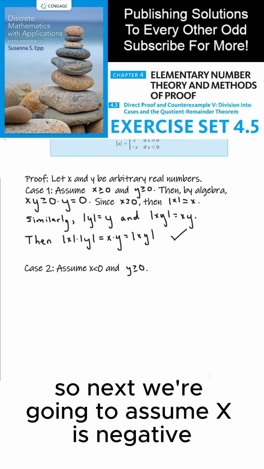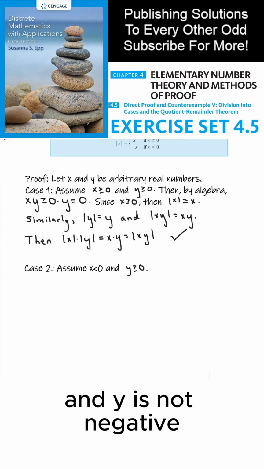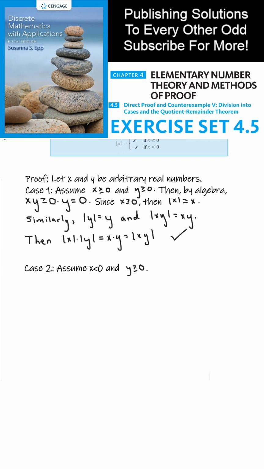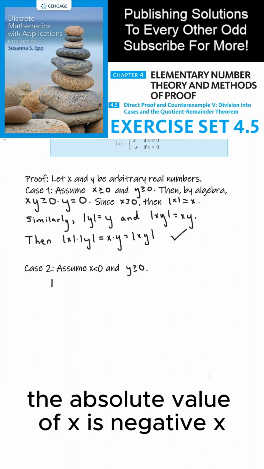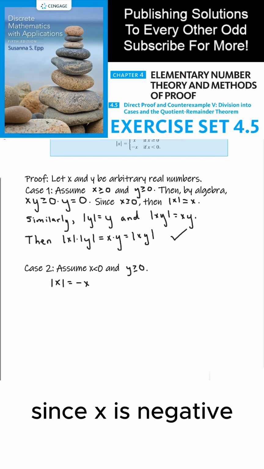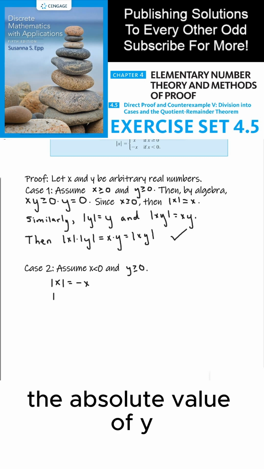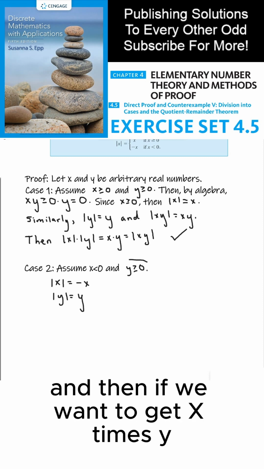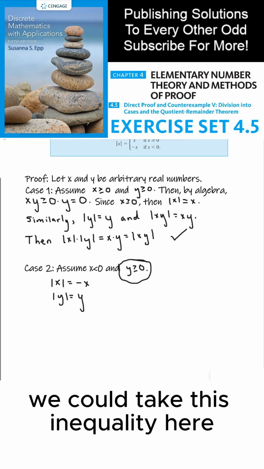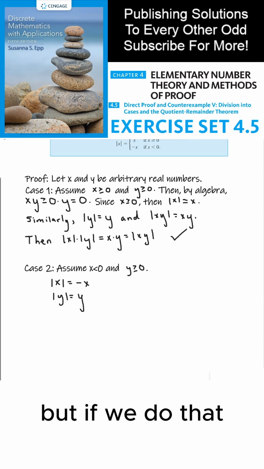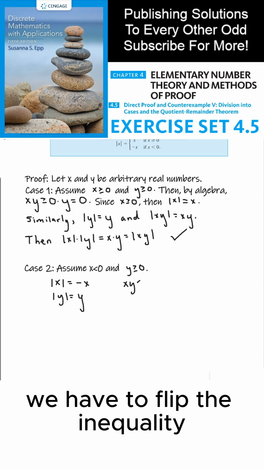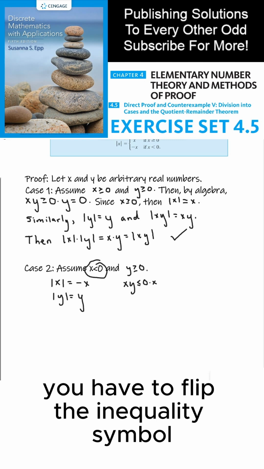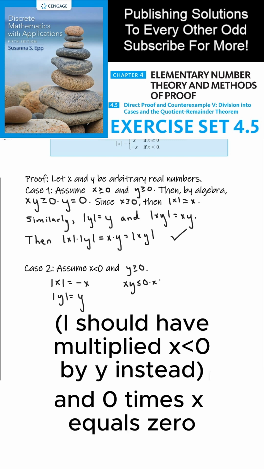So next, we're going to assume x is negative and y is non-negative. Now, just to speed things along, I'm going to sketch the rest of the proofs, but they're basically going to look the same as case 1. So in this case, the absolute value of x is negative x, since x is negative. The absolute value of y would be just y, since y is already non-negative. And then if we want to get x times y, we can take this inequality here and multiply both sides by x. But if we do that, we have to flip the inequality, since x is a negative number. When you multiply an inequality by a negative number, you have to flip the inequality symbol. And 0 times x equals 0.